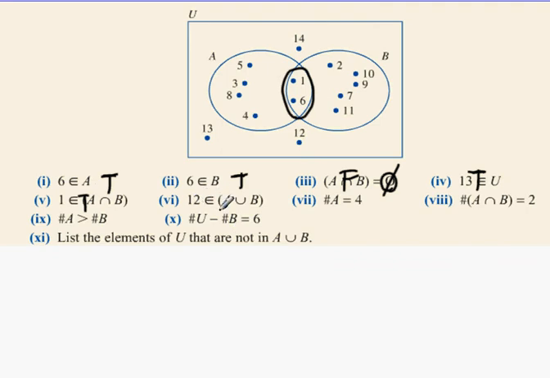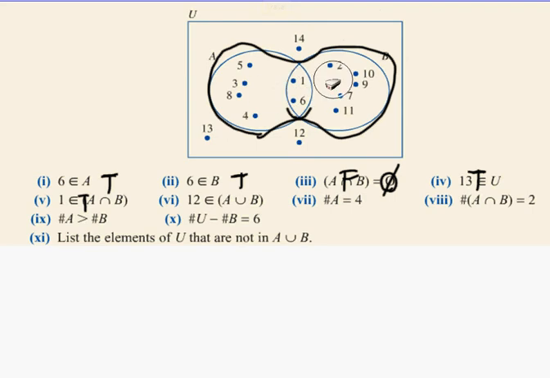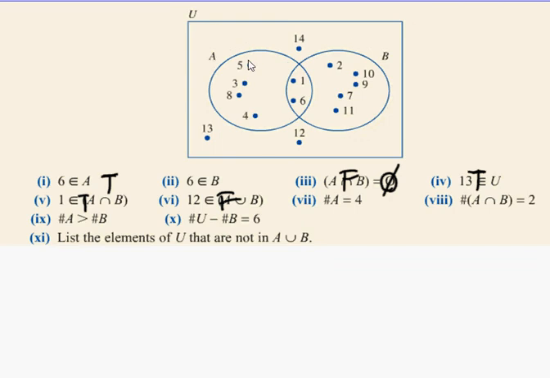12 is an element of A union B. There's A union B there. Is the 12 inside or outside? Which means false. The cardinal number of A is 4. All the numbers in A add up to 4? 1, 2, 3, 4, 5 and 6. So it's false. Okay, the cardinal number of A intersection B is 2. True? 1, 2.